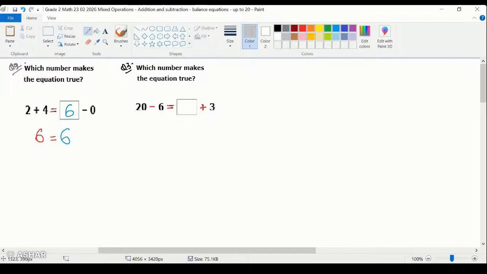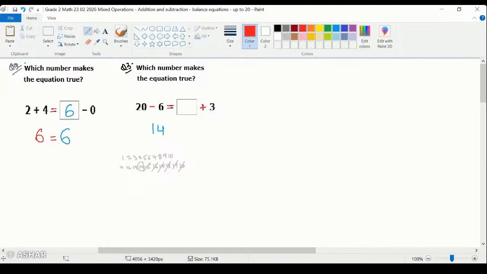okay, let's do the working. We have the numbers 1, 2, 3, 4, 5, 6, 7, 8, 9, 10, 11, 12, 13, 14, 15, 16, 17, 18, 19, and 20. Let's remove 6 numbers, 3, 4, 5, and 6. That means 20 minus 6 would be equal to 14.